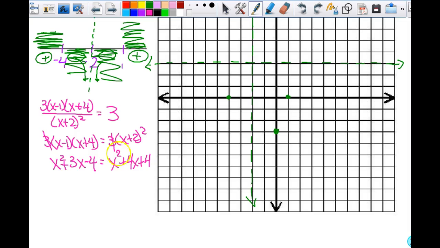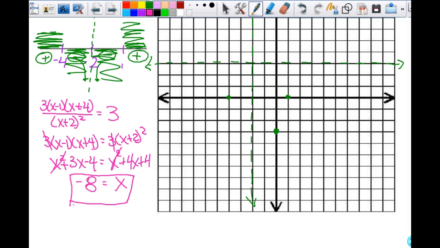Then I can subtract x squared from both sides. I'll subtract 3x from both sides, so I get x over here. Subtract 4 from both sides, and I get negative 8. So x equals negative 8. What does that tell me? Does it cross the asymptote? Yeah. Okay, those two things intersect, right? Because I got a value.